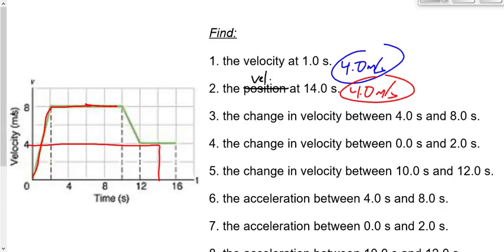And then what happens? We change direction? Do we change direction here? No. All we do is, what are we doing here? Slowing down. So we're still moving forward, but we're slowing down as we move forward. And then what are we doing here? Stop? No, we're going at a constant velocity again, right?